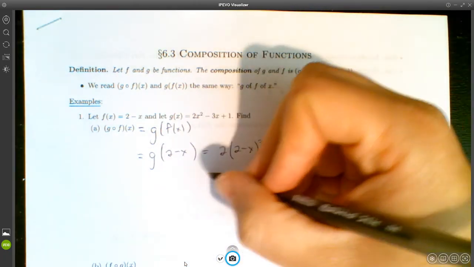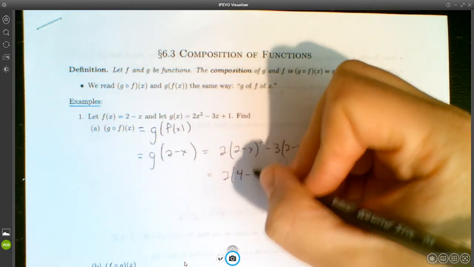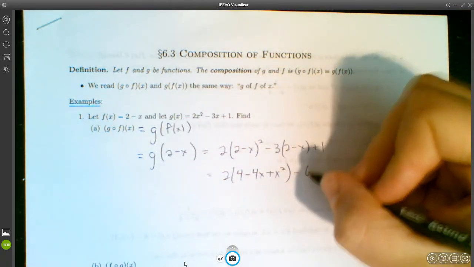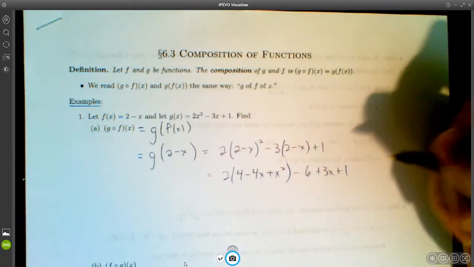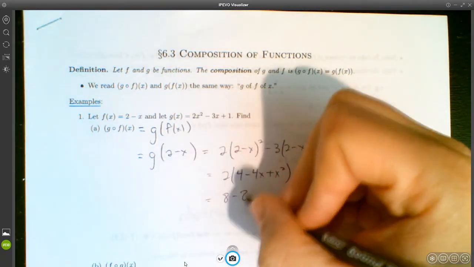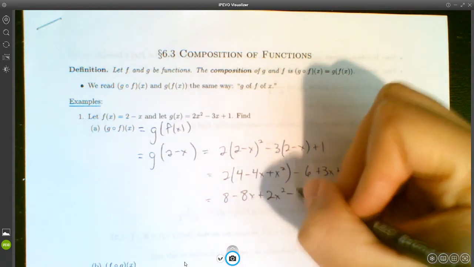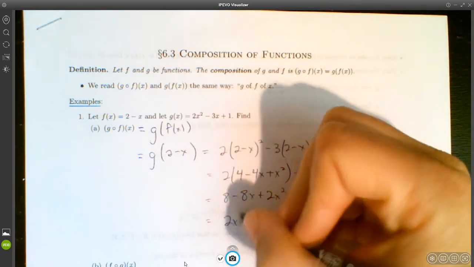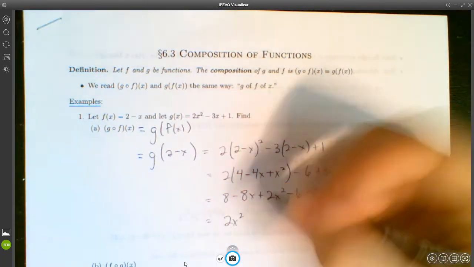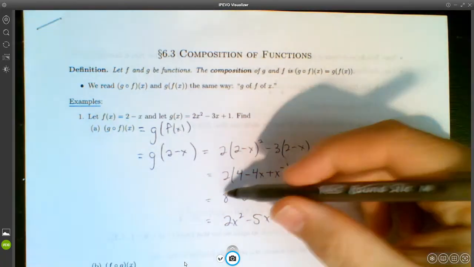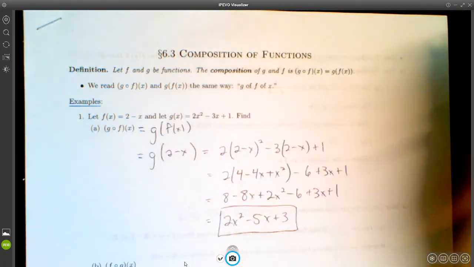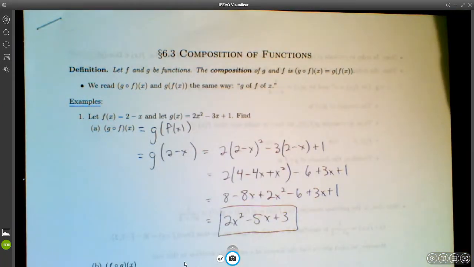All right. So that's 2 times (4 minus 4x plus x squared) minus 6 plus 3x plus 1. That's 8 minus 8x plus 2x squared minus 6 plus 3x plus 1. And combining my like terms, I get 2x squared. 3x minus 8x is negative 5x. And then I have 8 minus 6 is 2, plus 1 is 3. Okay? So there's g of f of x.